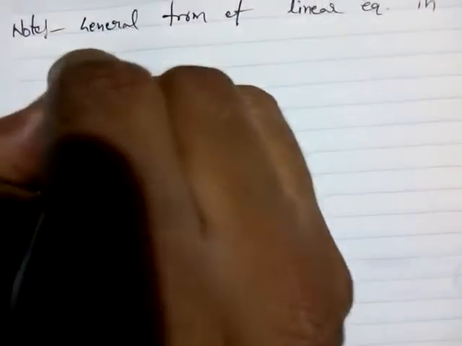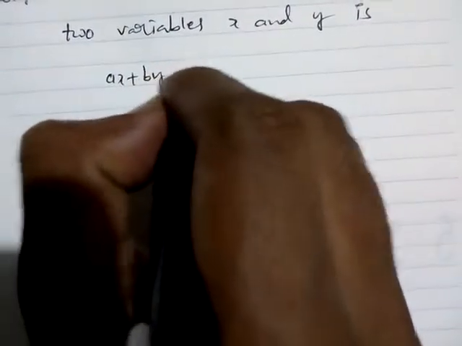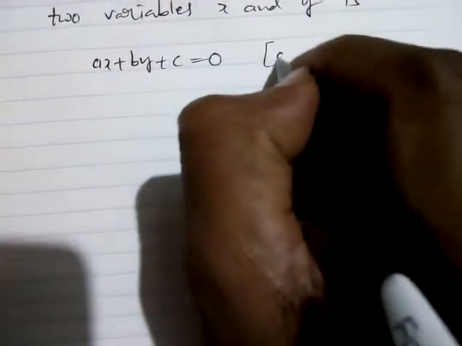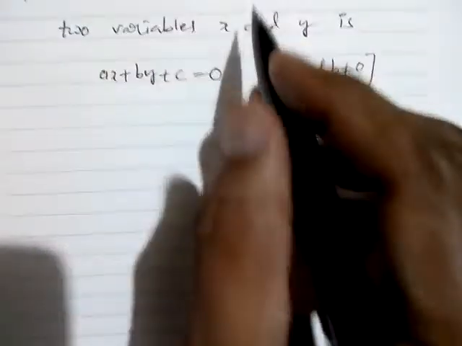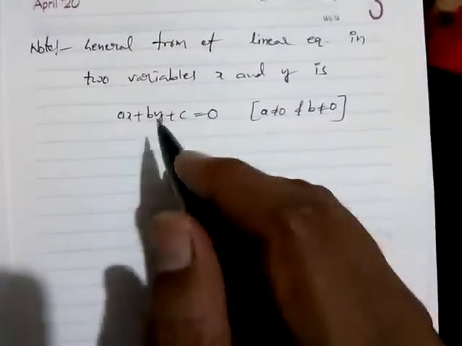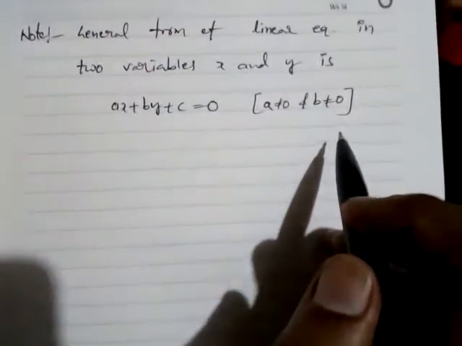General form of linear equation in two variables x and y is ax plus by plus c is equal to 0, and must and should a not equal to 0 and b not equal to 0. General form of linear equation in two variables x and y is ax plus by plus c is equal to 0, a not equal to 0 and b not equal to 0.